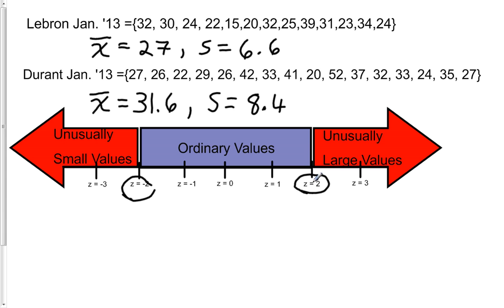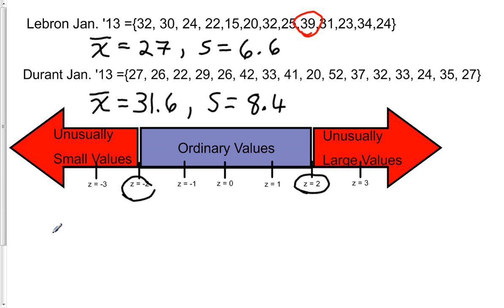If the z-score is larger than 2, then we consider those to be unusually large values. And if the z-score is smaller than -2, we consider those to be unusually small values. So what I want to do is take a few data points from these data sets and see if they're unusual or not. So let's start with LeBron James. The highest point output for LeBron James in the month of January is 39 points, this data point right here. I'm going to calculate the z-score for that data point.